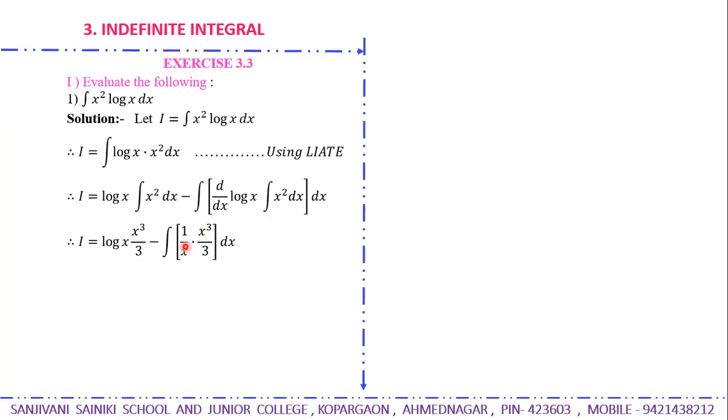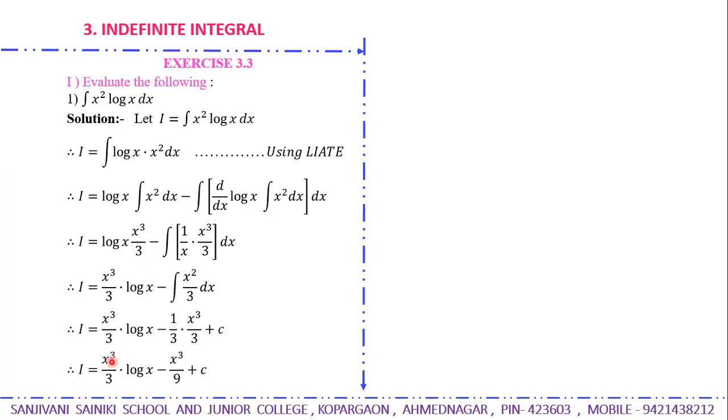Here, after cancelling this x, you will get x square upon 3 dx. Now as 1 upon 3 is a constant, we can take it outside. So here there is an integral of x square only, and its integral is given by x cube upon 3 plus c. So I is equal to x cube upon 3 into log of x minus x cube upon 9 plus c, which is the integration of the given function.